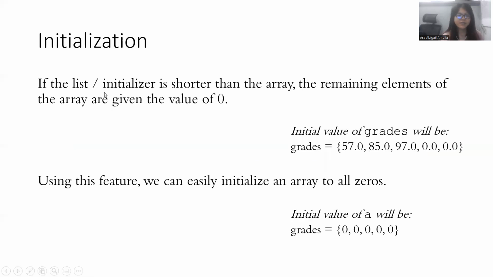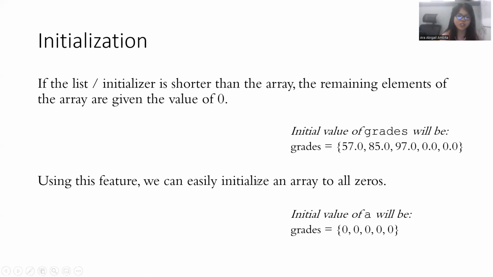Okay, so if the initializer list is shorter than the array, then the remaining elements of the array are given the value of 0. So for example, this one, you have initialized grades with a length of 5, and in your initialization you have only included 3 values. So the rest of the elements of the array will be assigned a value of 0.